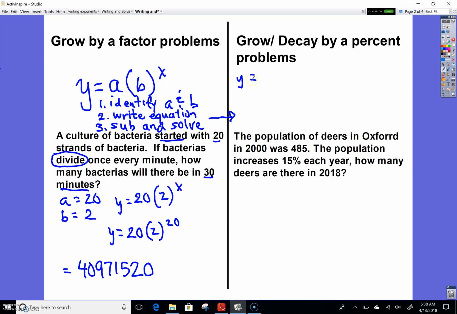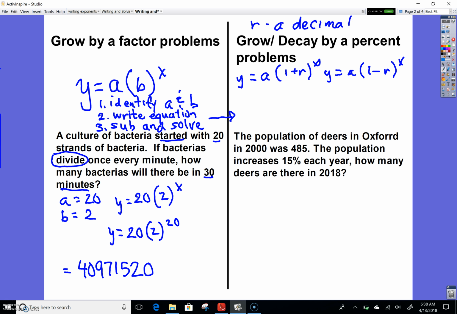Y is equal to a times 1 plus r. Remember, this is the growth. And if I use subtraction, it's a decay. The only thing is, remember, r needs to be a decimal. They're going to give it to you as a percent, but you have to change it to a decimal.